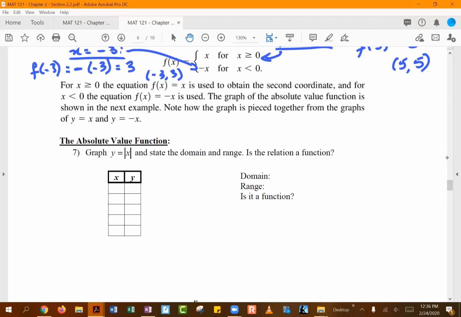So you can use the standard five numbers that I normally use: -2, -1, 0, 1, and 2. Take the absolute value of each of these. What will your corresponding y values be? -2 becomes 2. -1 is 1. 0 is 0. 1 is 1. So positives stay positive, negatives become positive, and 0 stays 0. So what will this graph end up looking like?